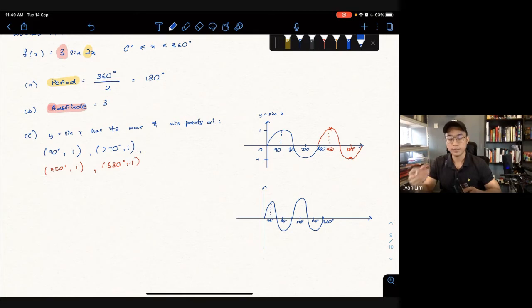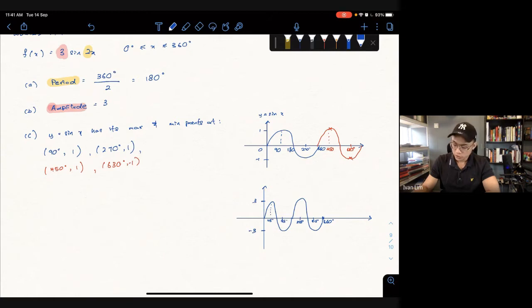Now my period becomes half of it, so all my angles also become half. Because 360 degrees divided by 2, now my period is 180 degrees, means I need to draw 1 full cycle of sine graph in 180 degrees. The next thing is that we need to look at the A value, which is the 3 in the 3 sine 2x. So what happened? Originally, it was 1 and negative 1. Right now, you just need to multiply 3 for your maximum and minimum point.